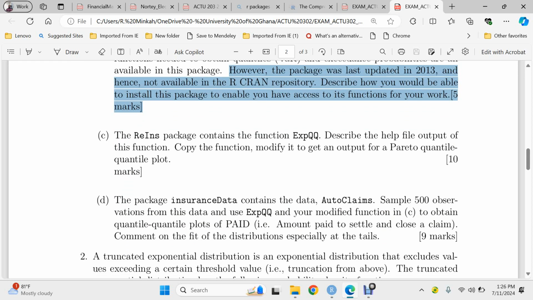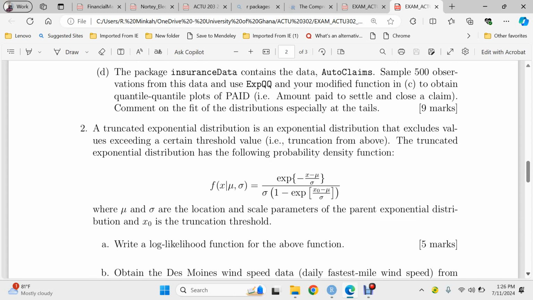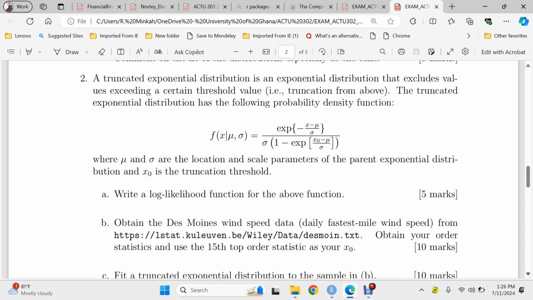Okay, so it's not the insurance so and so. What is it? Modify your function, obtain, plot, and so forth. We've done this. Then that year I gave them this, a truncated exponential. You will be able to.